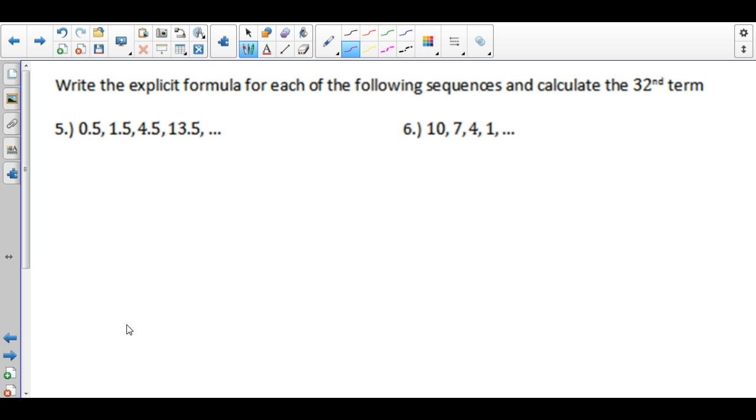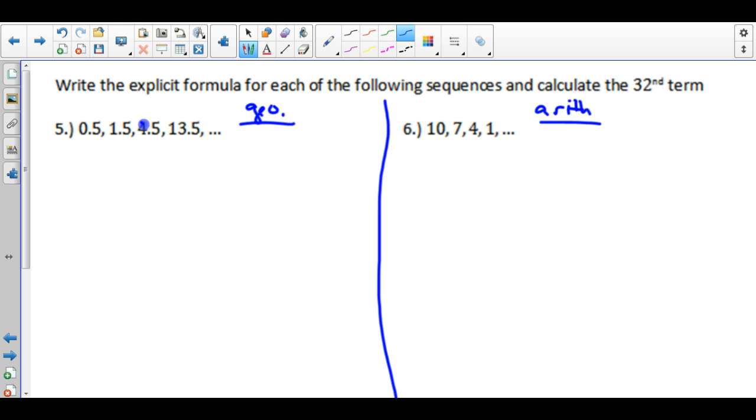And then for these next ones, we're going to be writing the explicit formula for the sequences, and then we're going to calculate the 32nd term. So we're going to use our formula then. This first one is a geometric one. I didn't write that on here, but this is geometric. And then this one I made is arithmetic. So we'll do the geometric one first.